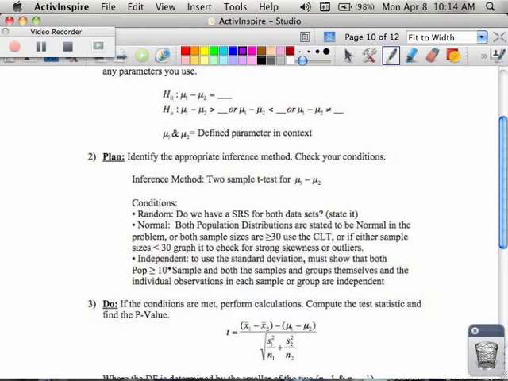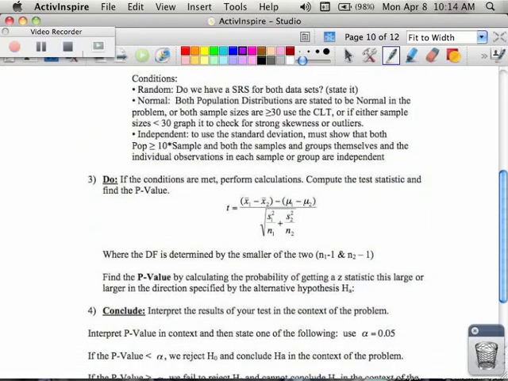When we do our plan, we talk about the test we're going to do. This time we're going to do a t-test, a two-sample t-test instead of a confidence interval, for the difference between the two means. We talk about the random data. We talk about the normalness, and hopefully the central limit theorem applies. We talk about the independence. That's where the population is 10 times our sample. Notice how this looks the same as in the past.